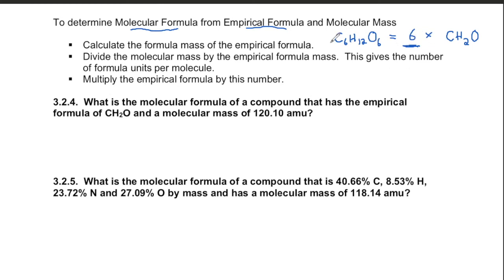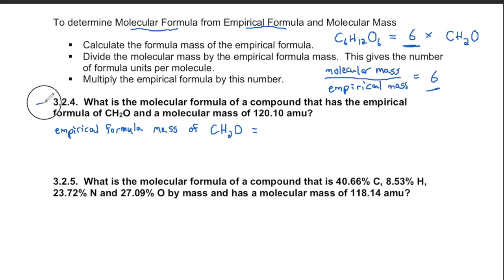If the molecular formula is 6 times as big as the empirical formula, and we have the molecular mass and divide it by the empirical mass, then for this particular example, the molecular mass of this compound is going to be 6 times as large as the mass of the empirical formula. So if we don't know this number, we can figure it out by doing this division.